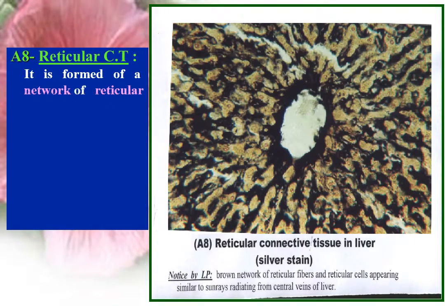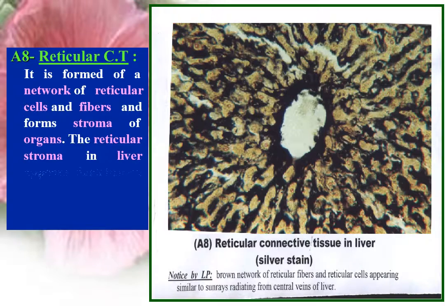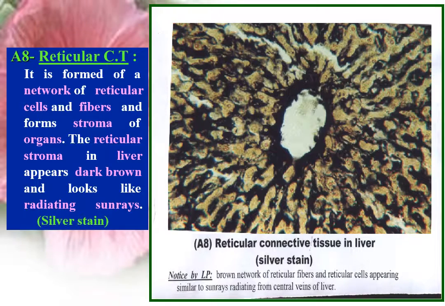Reticular connective tissue stained with silver. Reticular connective tissue is a loose type of connective tissue formed of a network of reticular cells and fibers, and forms the stroma of organs. Reticular stroma of the liver appears dark brown and looks like radiating sun rays from the central vein.